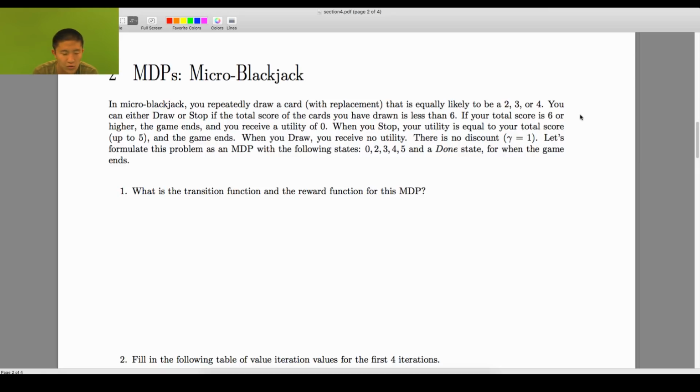And if your total score is 6 or higher, then the game ends, and you don't receive any sort of utility. When you do stop, and your total score is less than or equal to 5, then you receive the utility of your score, and the game also ends. When you draw, you receive no utility. There is no discount, so we don't have to worry about that. Our goal is to take this problem and formulate it as an MDP, given these 6 states.